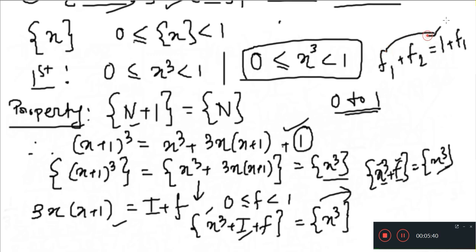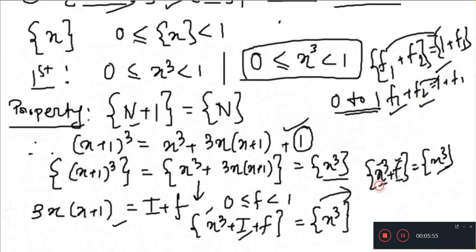So we want f1 back, right? It's the same like this, but this cannot happen because if f1 plus f2 is equal to 1 plus f1, then f2 has to be 1, but here both f1 and f2 are fractional parts. It cannot be true. So x cube and f, since both are fractional parts, can never add to a number whose fractional part will be the same as the first one, because we would have to add a whole number to x cube to get that, right? So f must be 0, which proves 3x into x plus 1 must be an integer.